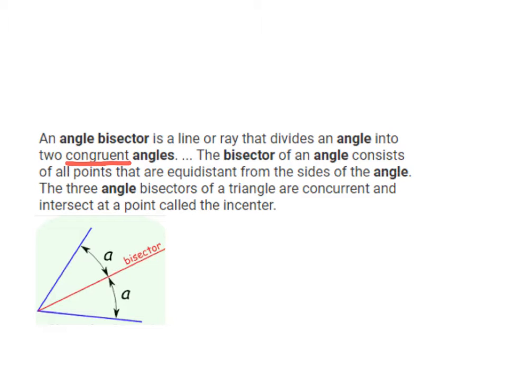The bisector of an angle consists of all points that are equidistant from the sides of the angle. The three angle bisectors of a triangle are concurrent and intersect at a point called the incenter.